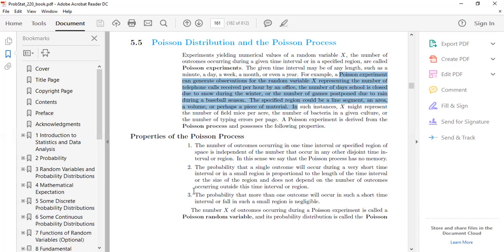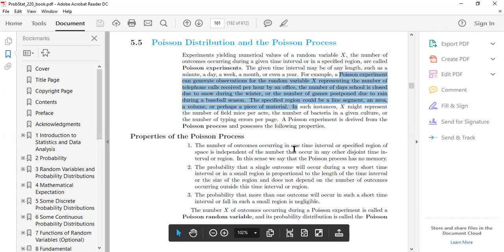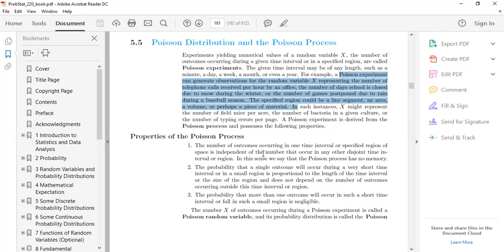So they are disjoint sets, set 1, set 2, nothing is common. A intersection B equals zero. That's what we mean by disjoint. So the number of outcomes occurring in one time interval or specific region of space is independent of the number that occur in any other disjoint time interval or region. In this sense, we say that the Poisson process has no memory. Nothing is common. If A intersection B equals something, that means it has some memory. But disjoint sets do not have any memory.